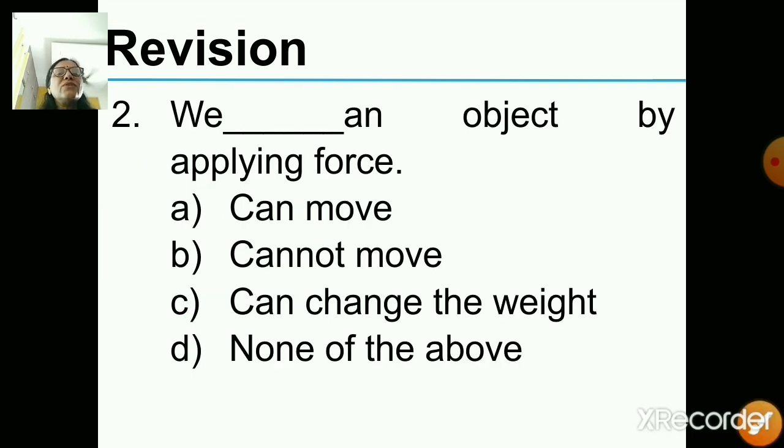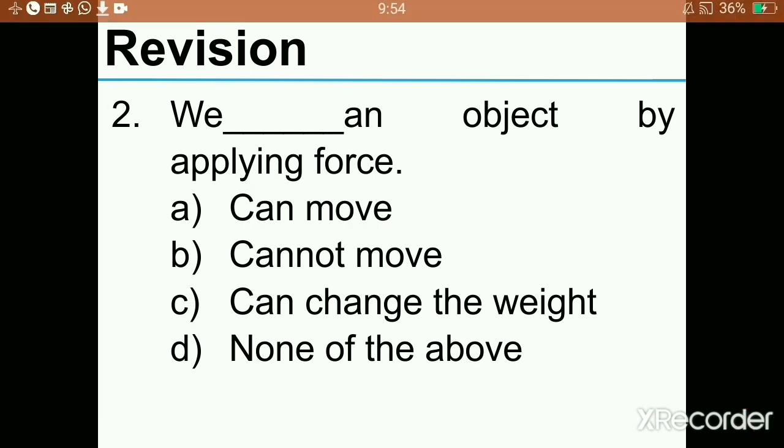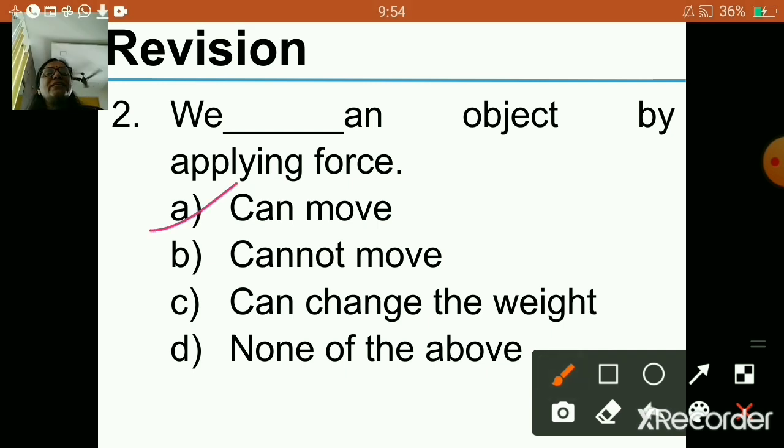Next one, we dash an object by applying force. Let us see the options. Can move, cannot move, can change the weight, none of the above. So we dash an object by applying force. Yes, very good. We can move an object by applying force. Right, children? Next one.